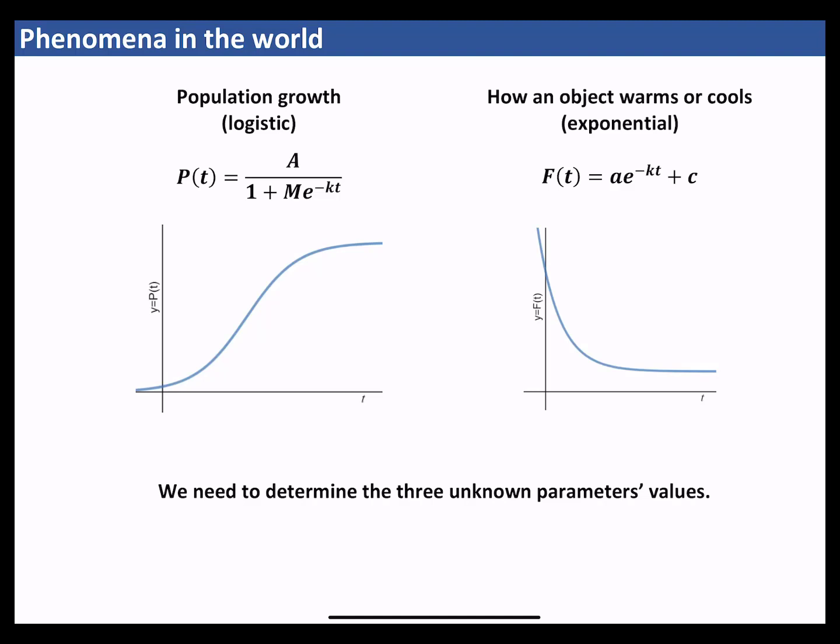For each of these scenarios, to study and understand a particular cooling object or growing population, we need to determine the three unknown parameters' values. To do so requires us to have at least three pieces of information about the overall behavior of the changing quantity, and then do some algebraic work to find the parameter values. Doing so almost always requires the use of logarithms to determine the growth constant, k.